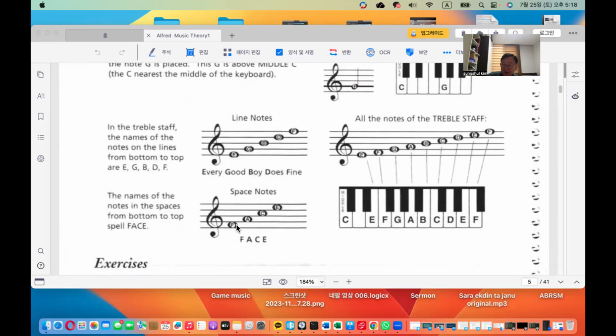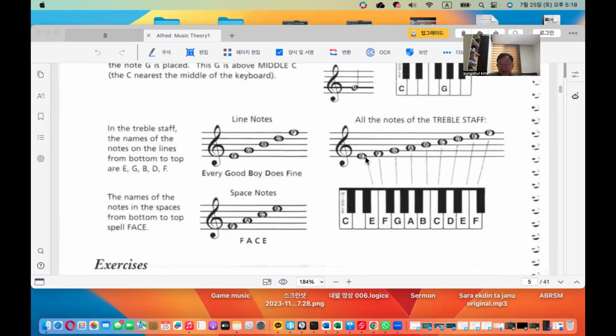You need to remember each space note name. How to remember? Right here, FACE. Everyone has a face. F, A, C, E is here. Face is there. Each space has a name.